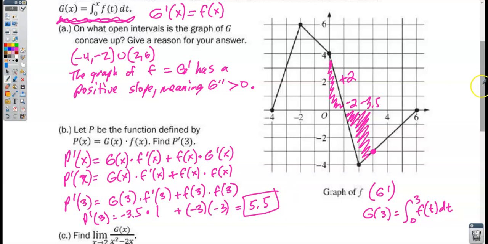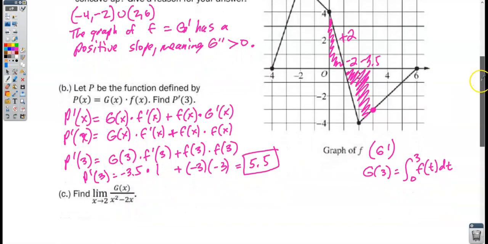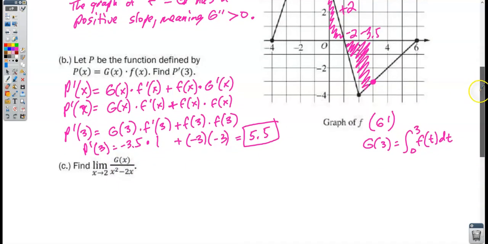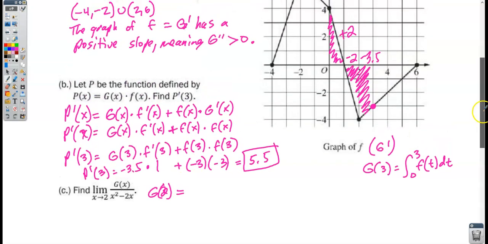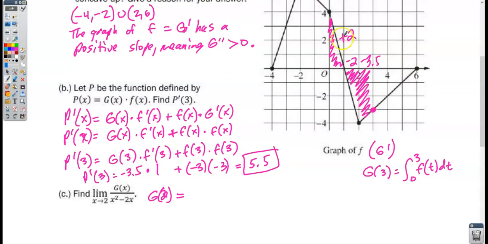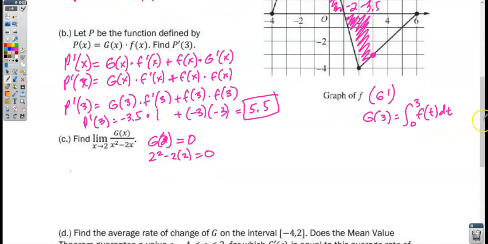All right. Next, find the limit as x approaches 2 of G of x over x squared minus 2x. G of 2 is the integral from 0 to 2, which we just showed there's a positive 2 and a -2, so G of 2 here is 0. 2 squared minus 2 times 2, also 0. So this is a 0 over 0 indeterminate form.